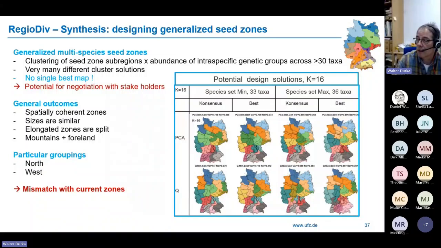What we also see is that the mountains and the forelands are mostly kept in the same cluster. They are not differentiated, which mirrors what we have seen before, that the forelands of mountain ranges are in general in the same cluster as the mountain ranges. Again, we see some particular groupings, like in the very north, Schleswig-Holstein is always the same group, or in the west of Germany, we see particular regions that pop up there as genetic groups. Still, overall, we see that whatever we see here as potential new zones, they do not match the current zones.